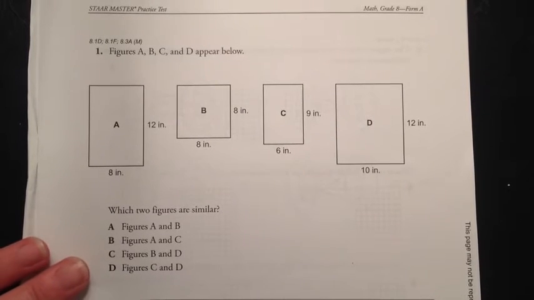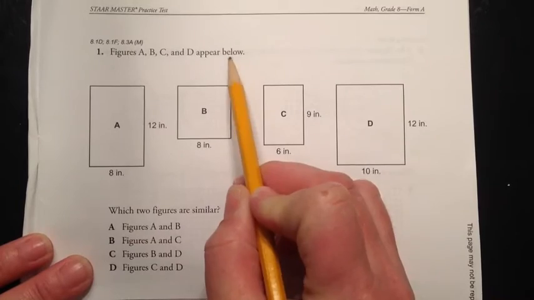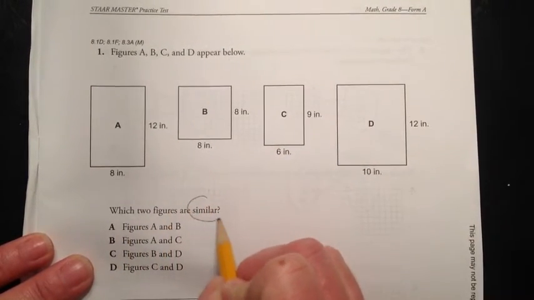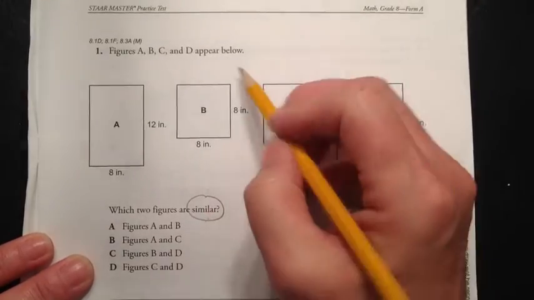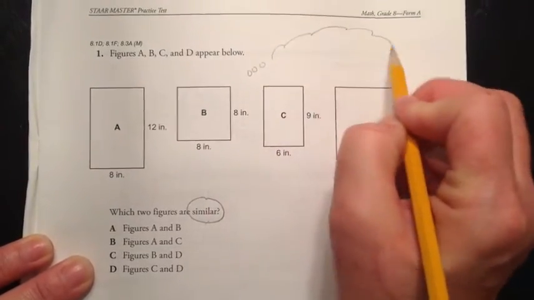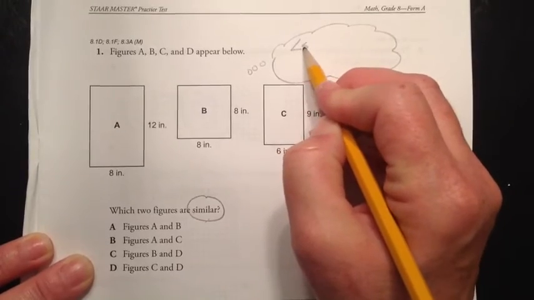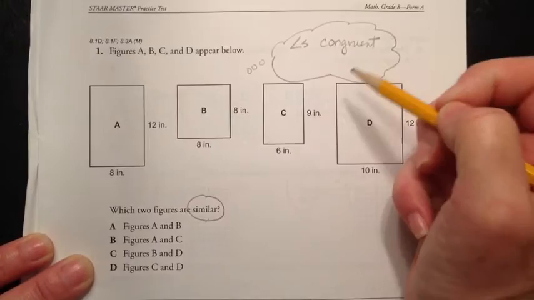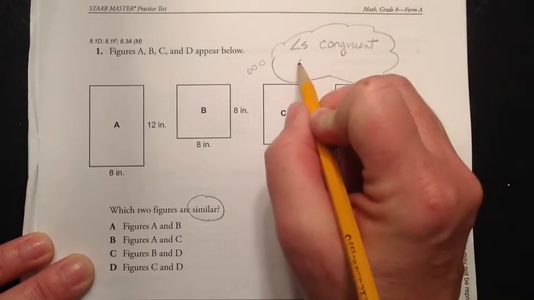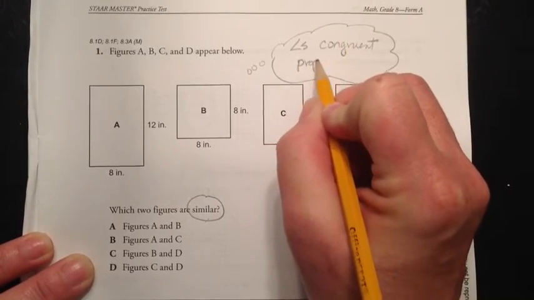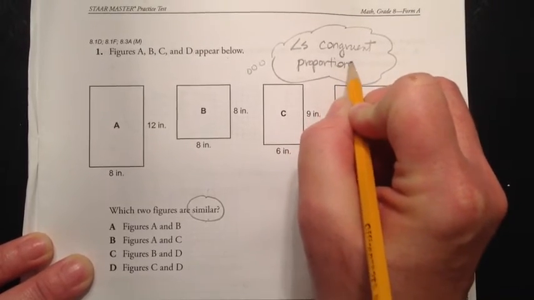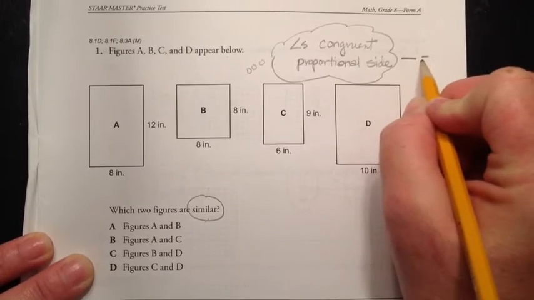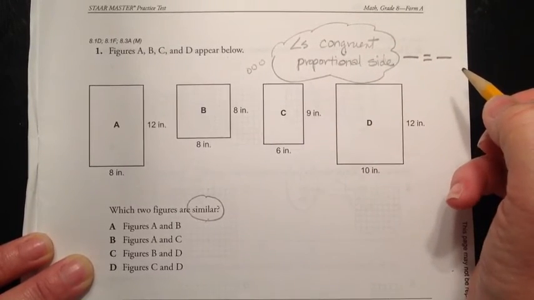So the first question, figures A, B, C, and D, all below. Which two figures are similar? That is the key. And we know that when we do similar figures, all angles must be congruent. And we know that congruent means that they are equal. And we also know that we must have proportional sides. And when I say the word proportional, that means that a ratio must be equal to another ratio, okay?